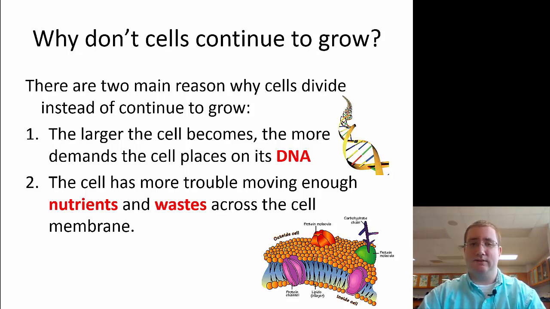So the bigger the cell gets, the more materials it needs, but there's not enough surface area, there's not enough area on the cell membrane to actually allow those materials to flow in and out. So cells are forced to divide and make smaller cells that are more easily able to maintain themselves and maintain what they need to get in and what they need to get out.